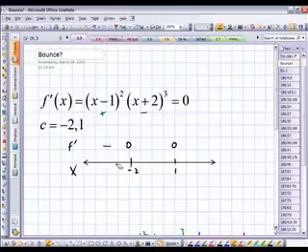Now you can check all of the intervals, and it's not that hard to do it, but you can use shortcuts as well. Note that because -2 is an odd root, we're going to go through. That is, we'll cross the x-axis in terms of the value of our derivative.